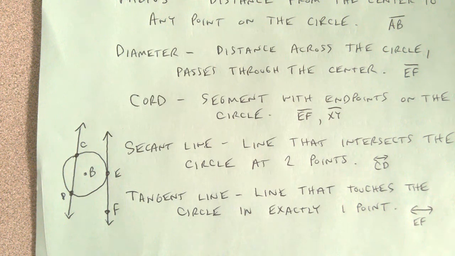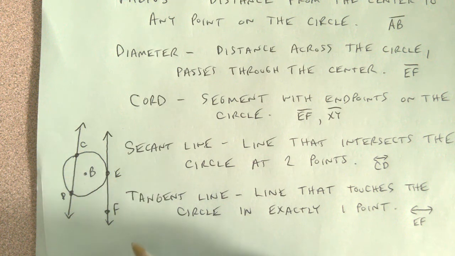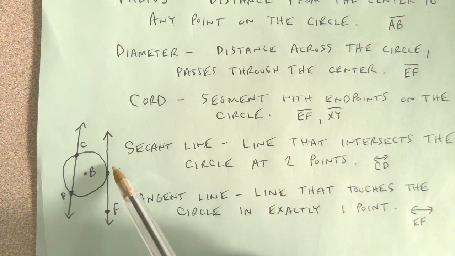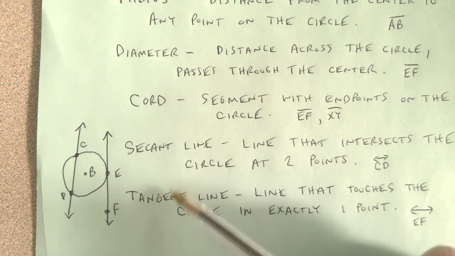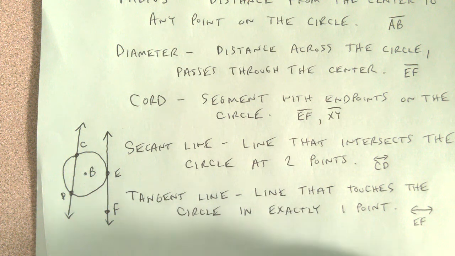Now, one of the other definitions, we're not going to write this out, but we would say that point E is a point of tangency. Hopefully that makes sense to you. If this line is tangent to the circle, E is the point of tangency. So chord, secant, and tangent. Any questions on that terminology?